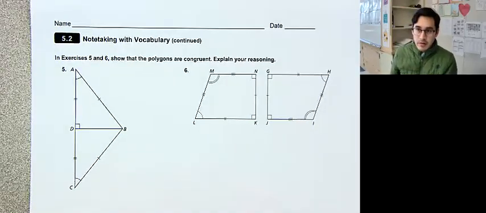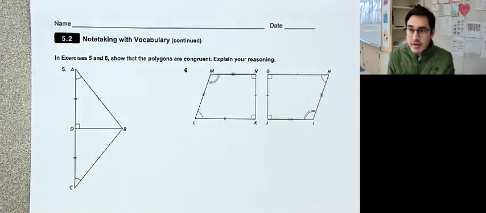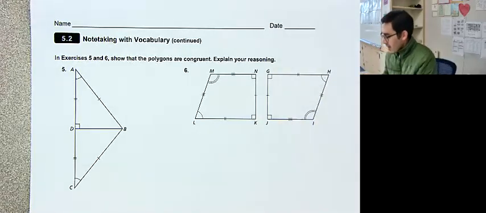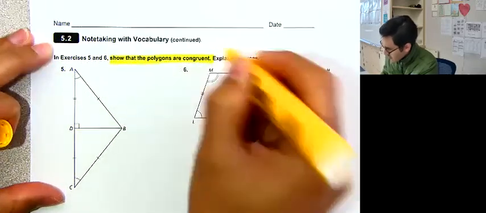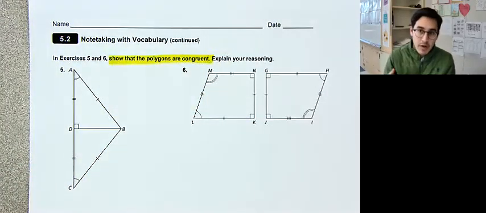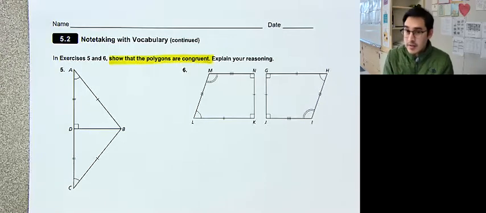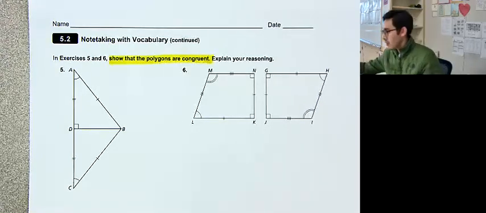All right, this is the third video for section 5.2, which is congruent polygons. In this question, we want to show that the polygons are congruent. So what that phrase means is that we have to show that all the corresponding sides are congruent and all the corresponding angles are congruent.